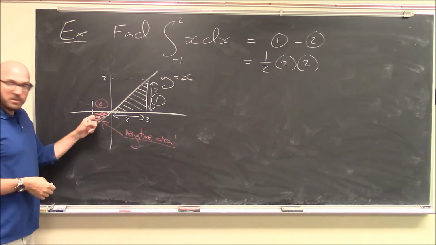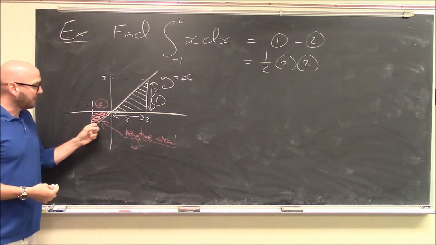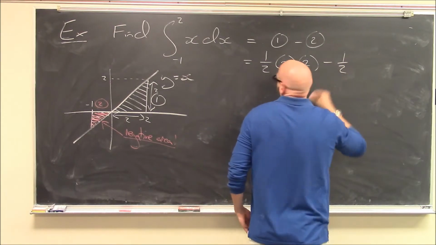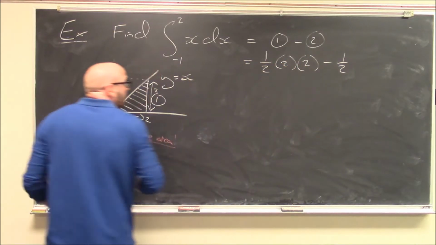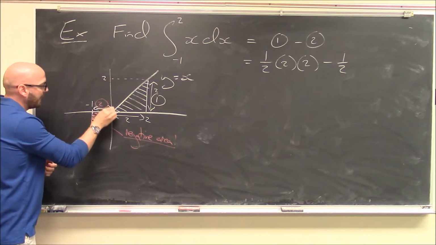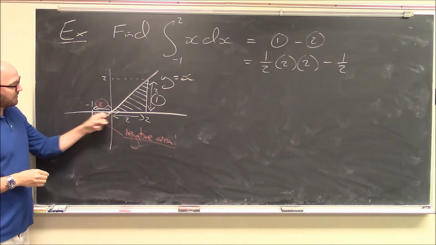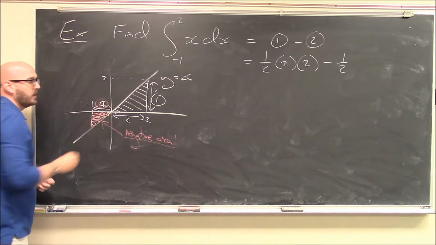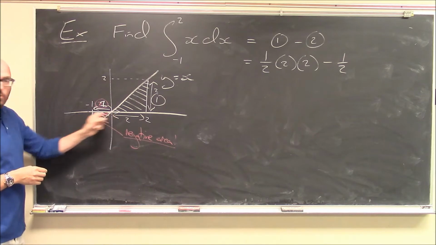Now for this triangle we'll do the exact same thing, 1/2 times the base times the height, but we're going to subtract off its area because it lives below the x-axis. So we'll have 1/2 times the base width. What's that? This is x equals 0, this is x equals -1, so that total width should be 1. That's just 1 unit wide.